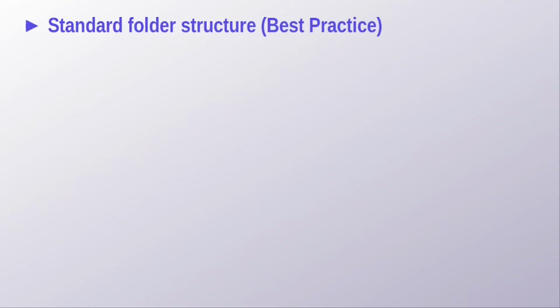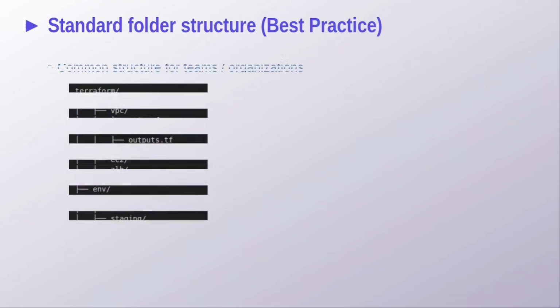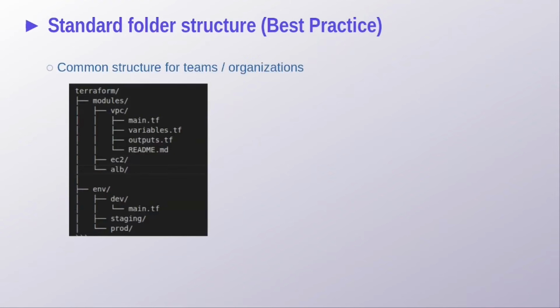Now let's talk about the structure, because structure is what allows you to scale. Why does this work? Because it separates concerns. Modules are logic and standards. Environments are configuration and deployment. Benefits: no copy-paste, easy to review, easy to onboard new engineers, easy to scale across teams. This is how we organize the structure of Terraform.